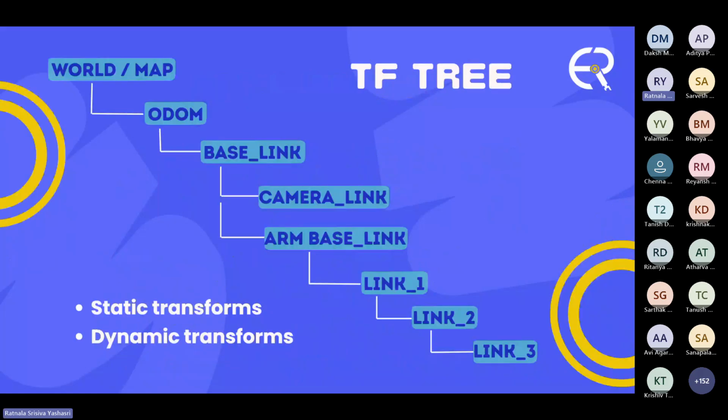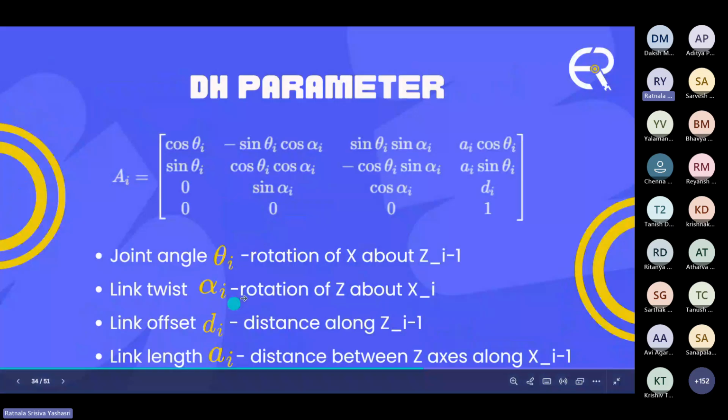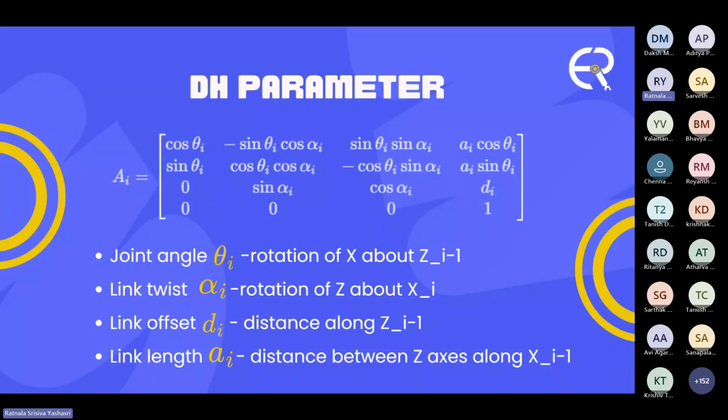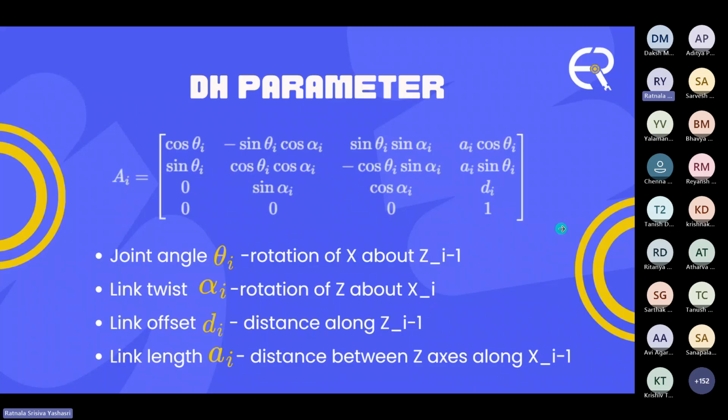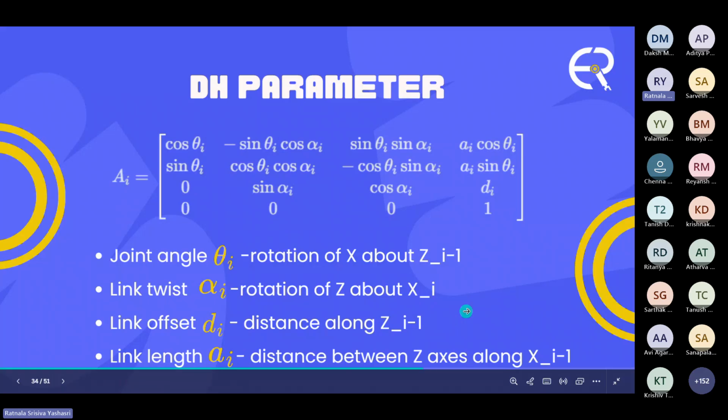Now, another thing we'll have to look at is DH parameters. These are a simple, systematic convention for placing coordinate frames on robots in a consistent way. So you have four parameters: joint angle, link twist, link offset, and link length. And this is the matrix that uses them. It's similar to the homogeneous matrix, just under a different convention. Now let's understand what each of these means.